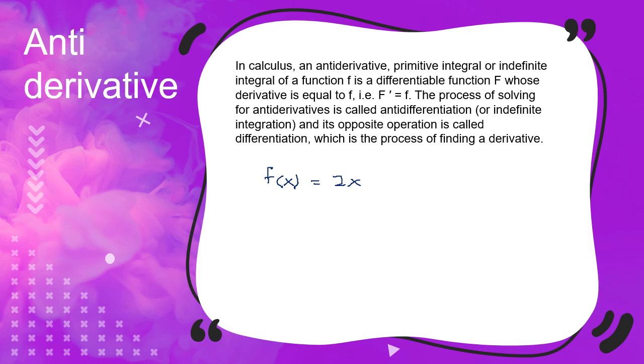For example, if we have the function f(x) equal to 2x, then if we differentiate, the function f prime of x will be equal to 2. So if we want to go back from the derivative function to the original function, we can use integration. The process of returning to the original equation, we call that integration.